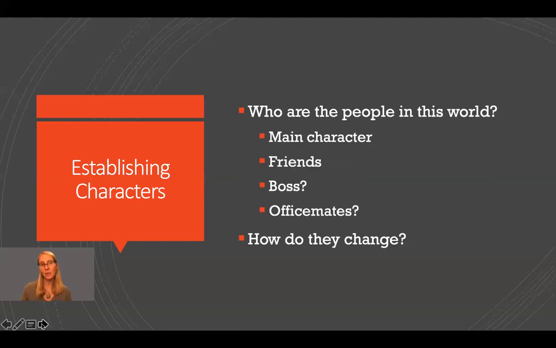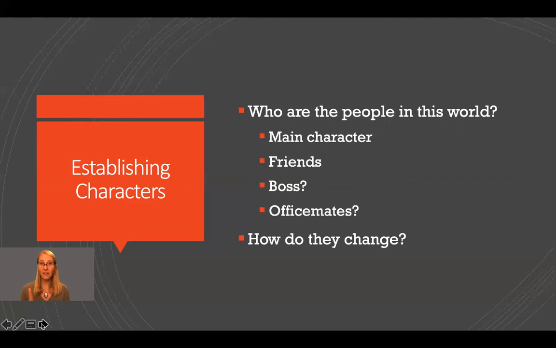You'll also want to establish your characters. Who are these people in this world? And you might also think about how do they change? I know I'm going to need at least one main character, the person who's going to graduate, move, make friends, make a mistake at work that betrays those friends, and then have to redeem and eventually make things right.